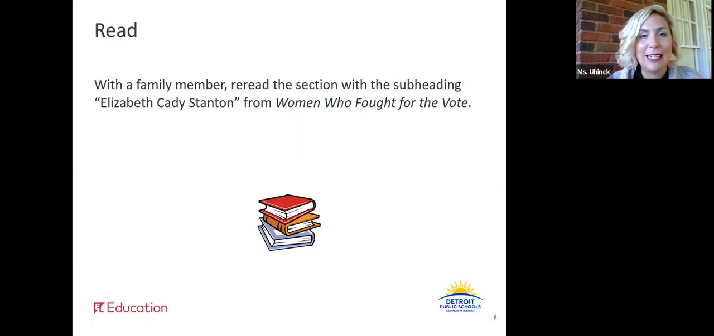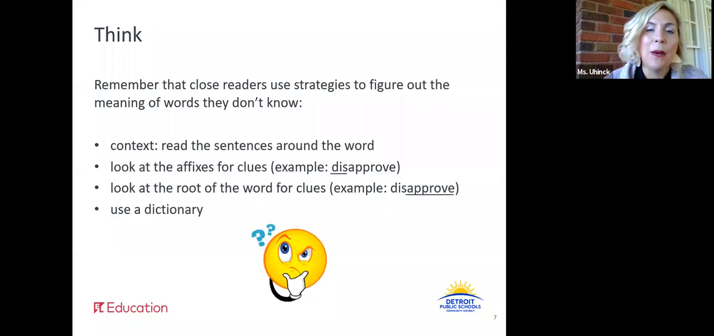Great. Now that we've reread that section, let's do some thinking. Before I give you time to think, I want to give you a couple reminders. Remember, I said we're going to find the meaning of unfamiliar words and phrases, and we're going to use some strategies to do that. Close readers use strategies to figure out the meaning of words they do not know.